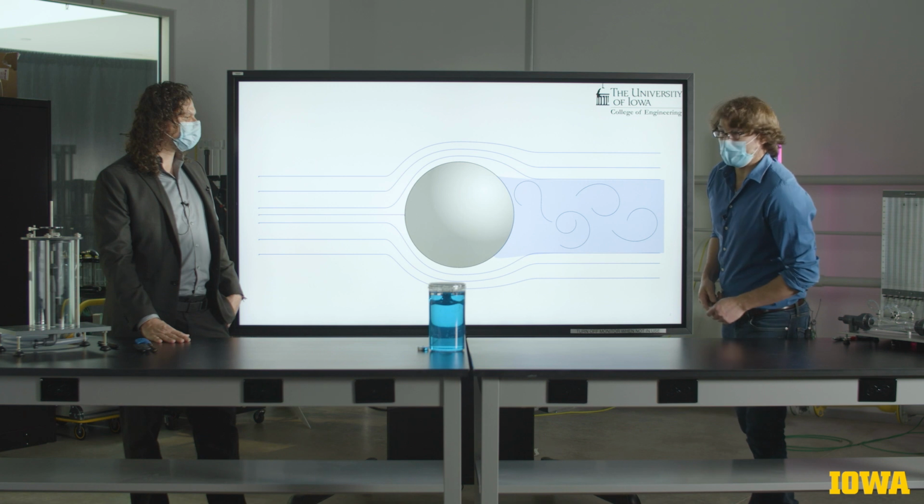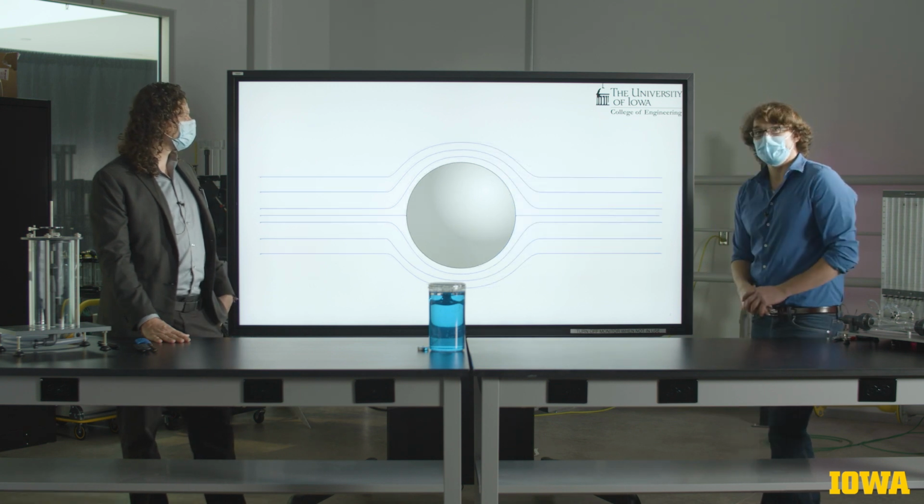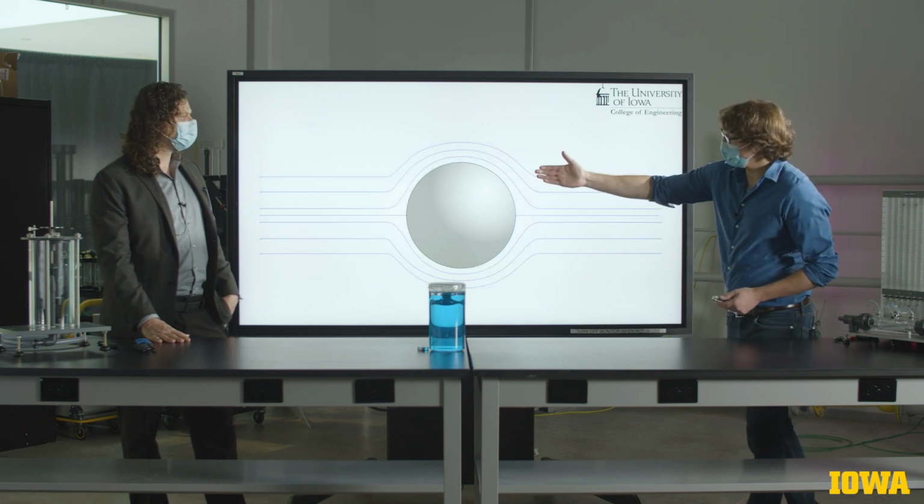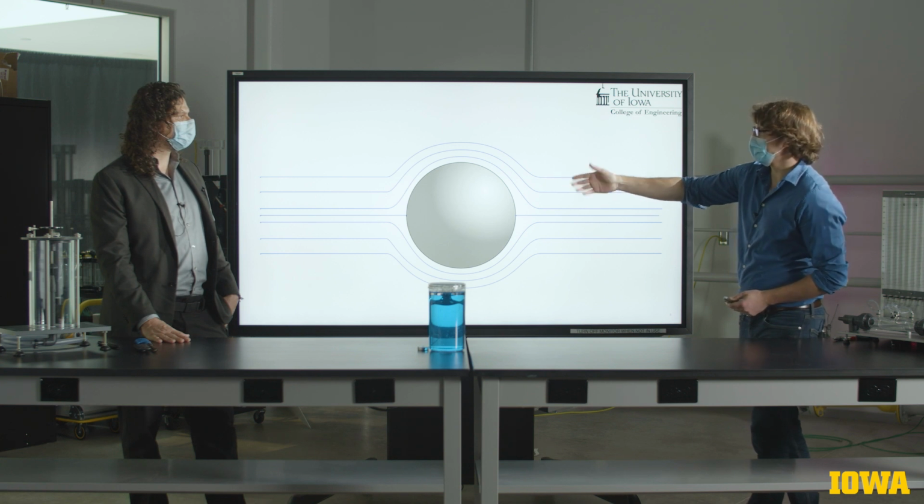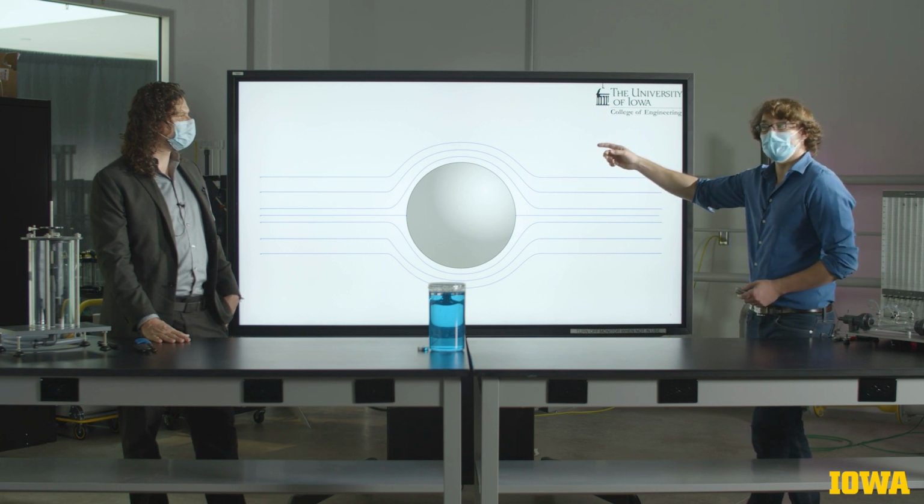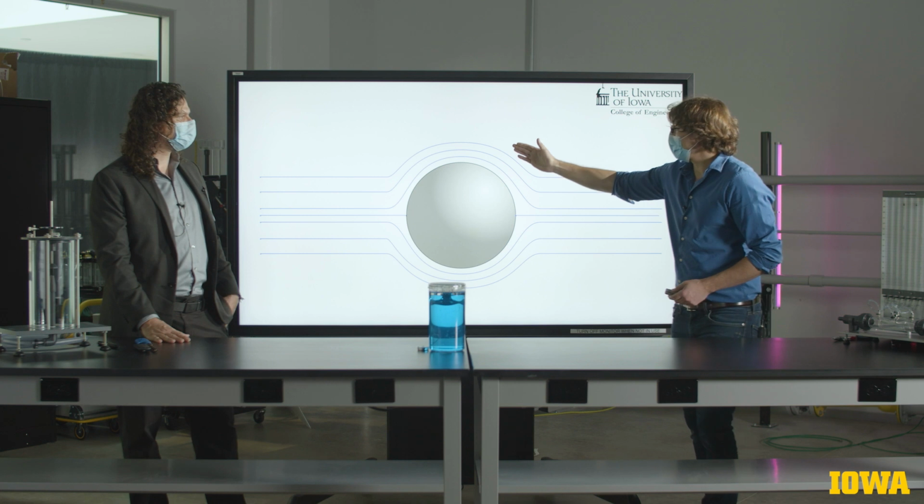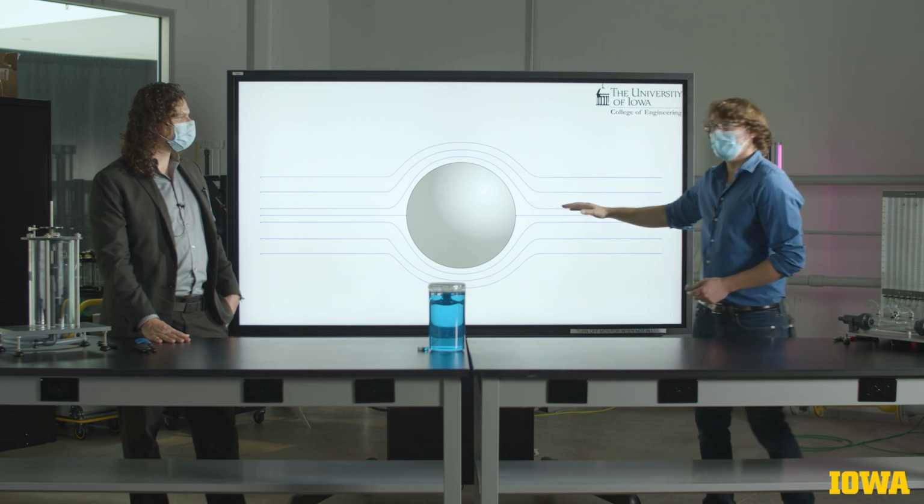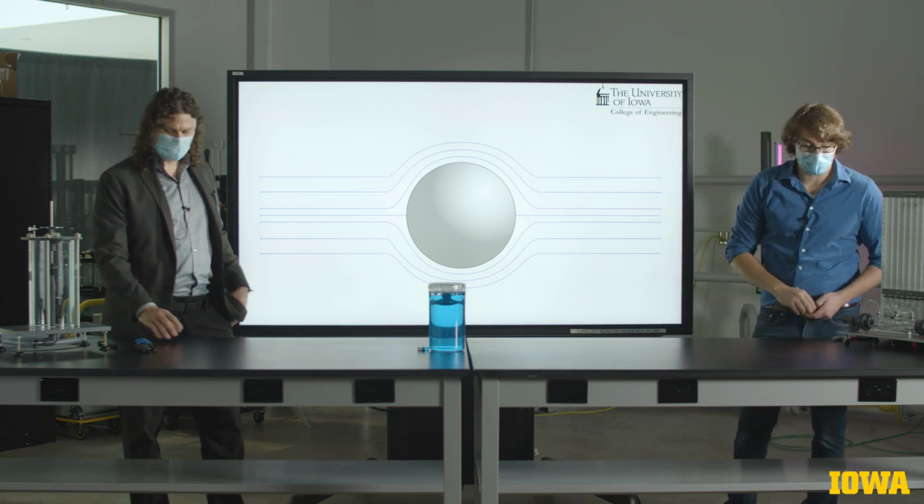At much slower speeds, though, you have something that looks a little different, where the flow, again moving from left to right, encounters the sphere, contours around, but instead of detaching, will actually follow all the way around and resume its path on the other side of the sphere.